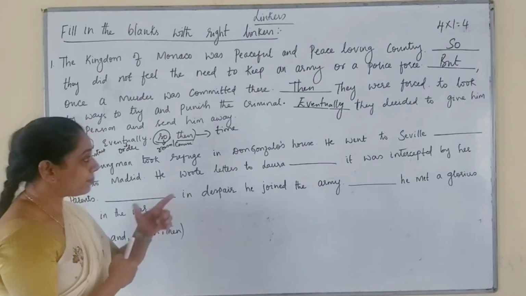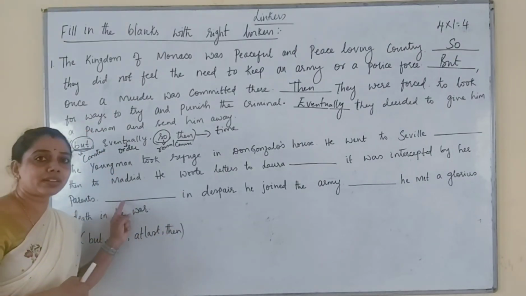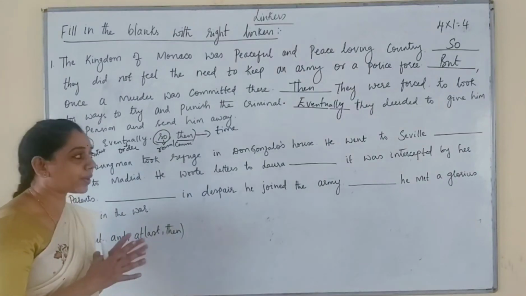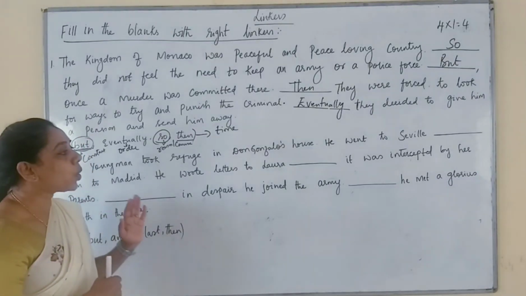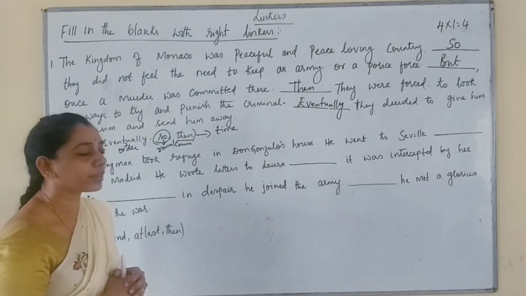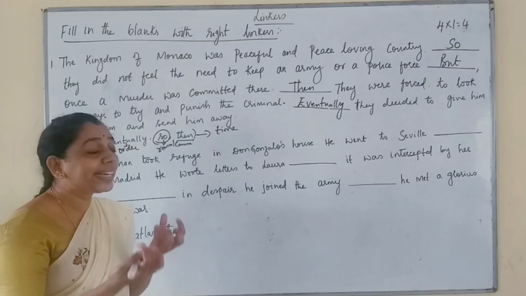He went to Seville, blank, then to Madrid. Seville and Madrid are places. Okay, so he went to Seville, then to Madrid. He wrote letters to Laura. Blank. It was intercepted.